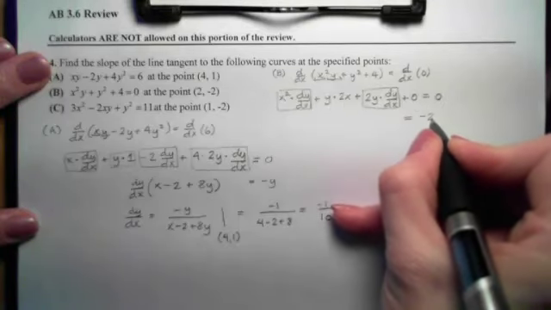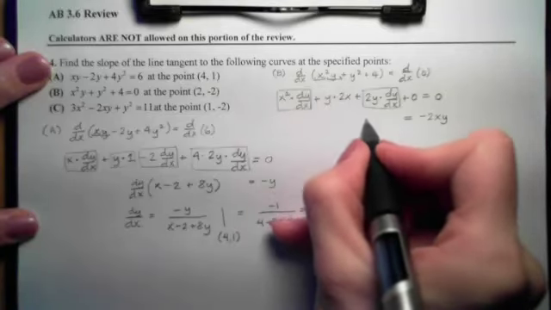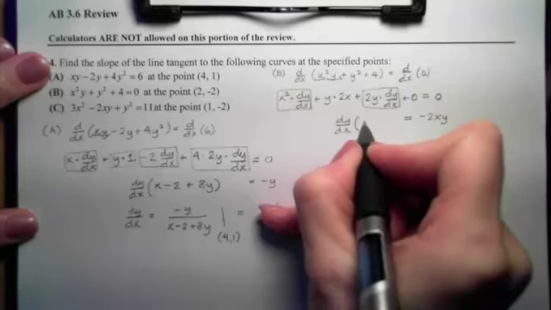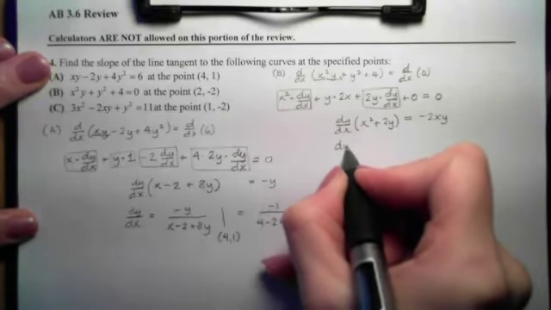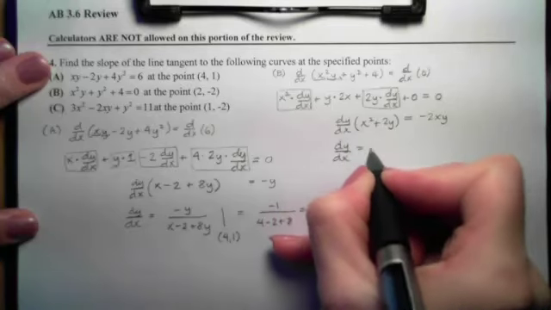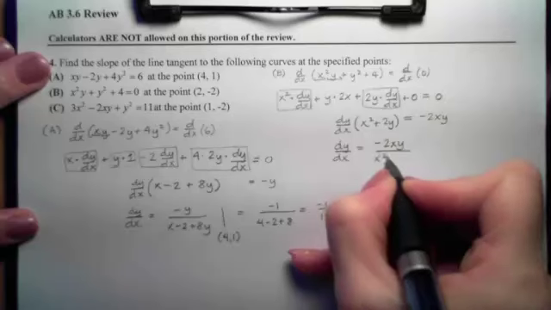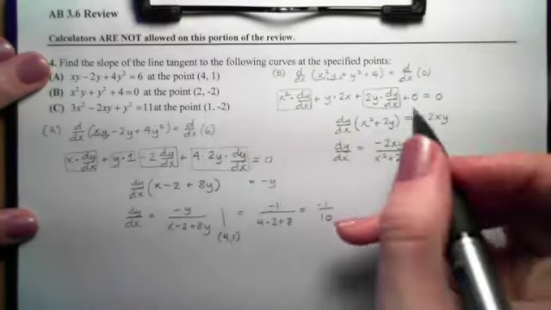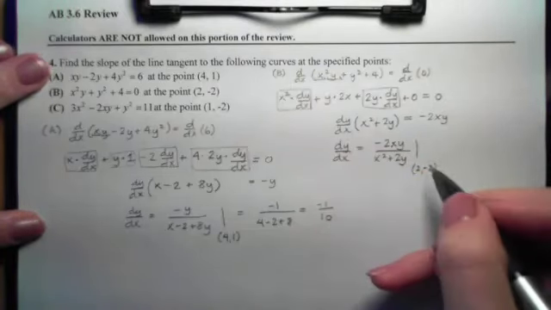I'll move that to the other side, make it negative, and then I'll factor out the dy/dx out of what remains. So that's an x squared plus a 2y. So now if I isolate dy/dx, on top I have a negative 2xy, on the bottom I have an x squared plus a 2y. My goal is to evaluate that slope at (2, -2). So I plug this in.